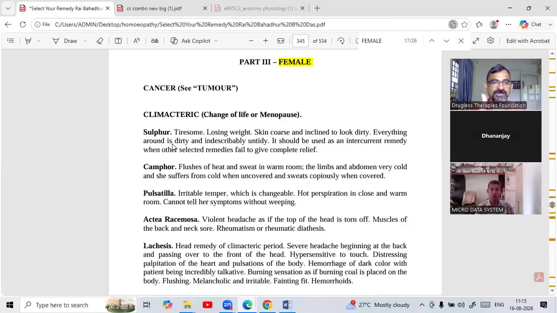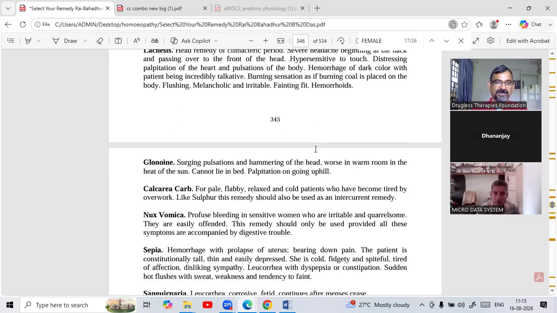At the same time, the second remedy is the reverse. It is hot flushes and flushes of heat and sweat in a warm room, while the limbs and abdomen are very cold. They feel very hot, but their body is cold. In such cases, you can use Camphor. Okay, now let us see the next complaint.